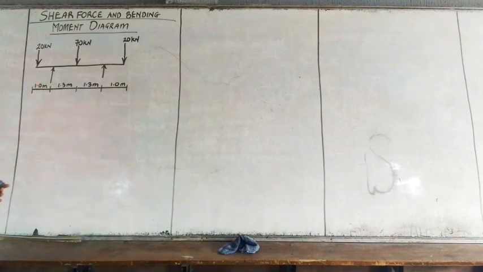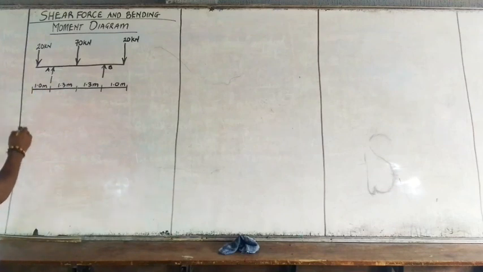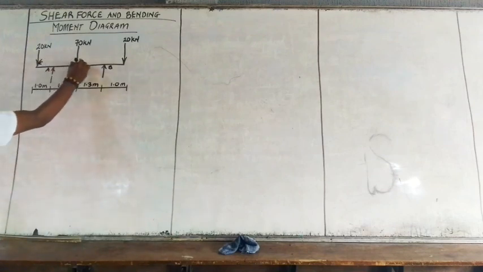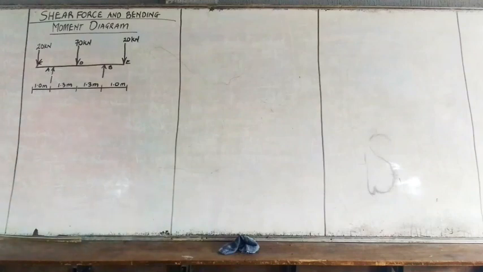My second task is that I need to name the parts. So I'll name this point A, this point B, and let me call the others C, D, and E. You can choose to name them anyhow, but you can just name them A, B, C, D, and E.